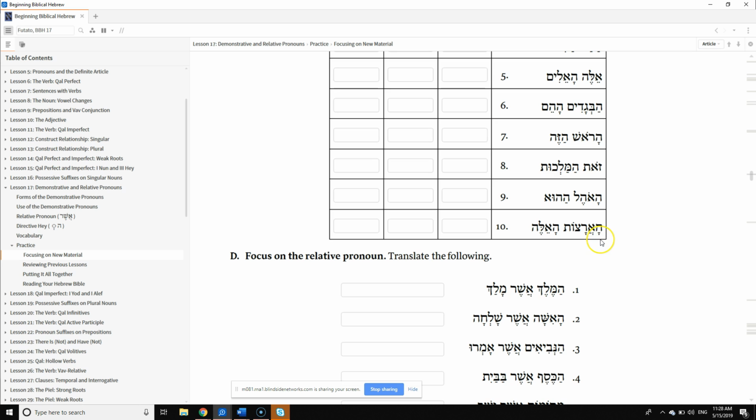Number 10, ha'aratzot. This one is tricky with how many syllables you've got going on here, but it's from eretz. Again, whenever we add on to eretz, the initial segol often goes back to an A-class vowel. So when it's singular, we have ha'aretz. Here, when we have it plural, we get aretzot rather than aretzim. So the definite article on it will be ha'aratzot.